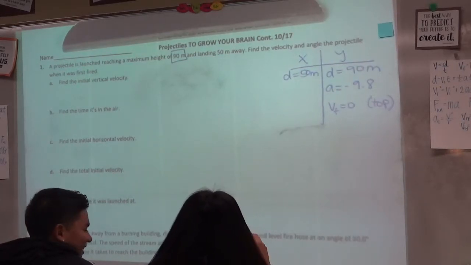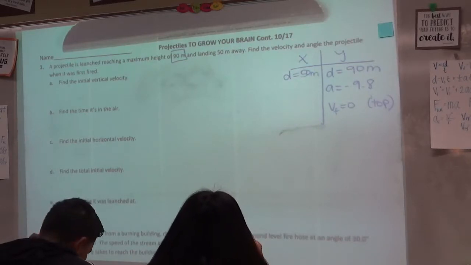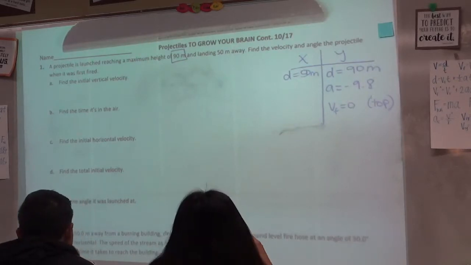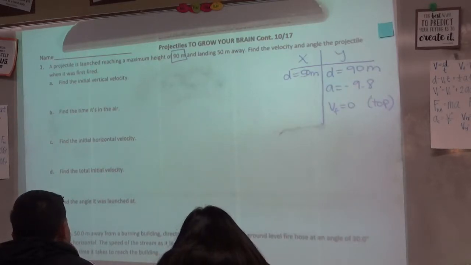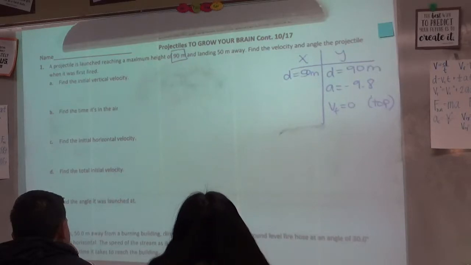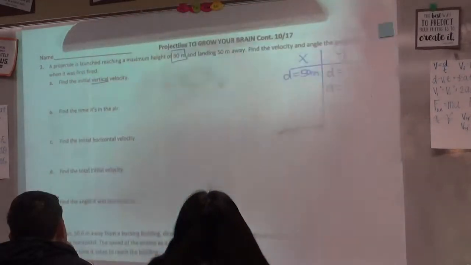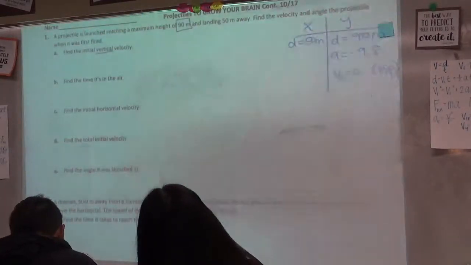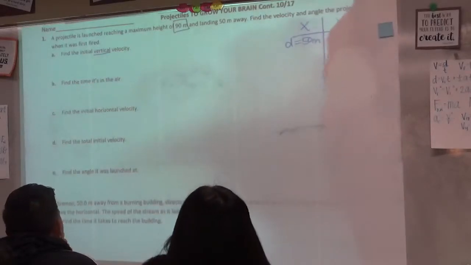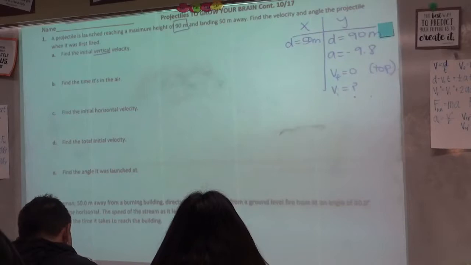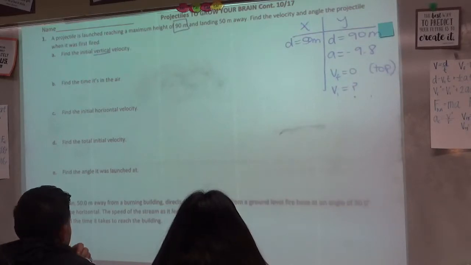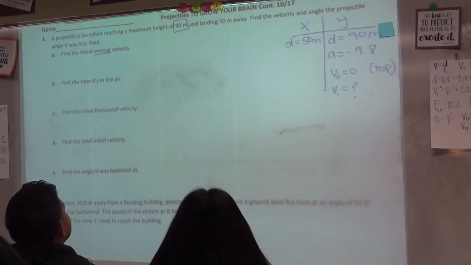A, what is A asking for? Initial velocity for what? Vertical. Alright, refocus, guys. So that is the initial velocity for Y. Do I have enough information to find that right now? Trick question. I asked that in a way that led you to say no, but we definitely do.